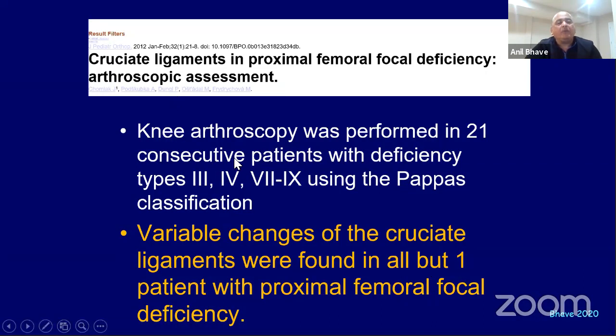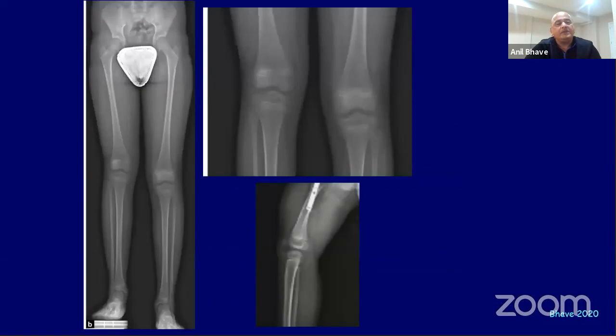What about ligaments? Well, there's a great paper from the Journal of Pediatric Orthopaedics that showed that in the presence of fibular hemimelia or CFD, congenital femoral deficiency, almost 100% of the patients, except one, had a dysfunctioning ACL and PCL. So these people don't have ACL, PCL.